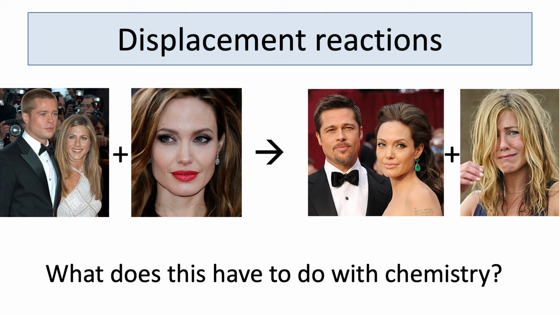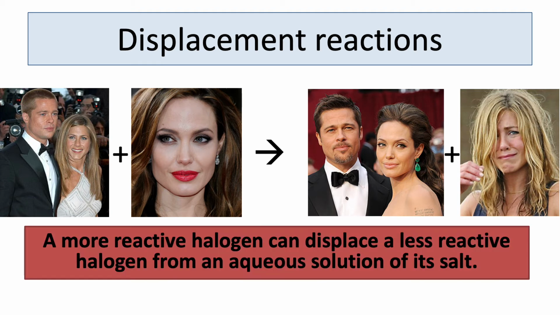How can we describe this in words? Well, a displacement reaction is where a more reactive halogen will displace a less reactive halogen from an aqueous solution of its salt. What does that mean? Well, aqueous means that it is dissolved in water, and displace means to swap out. Please, can you pause the video? Can you make sure that in your notes you write out that important definition in the red box into your notes?